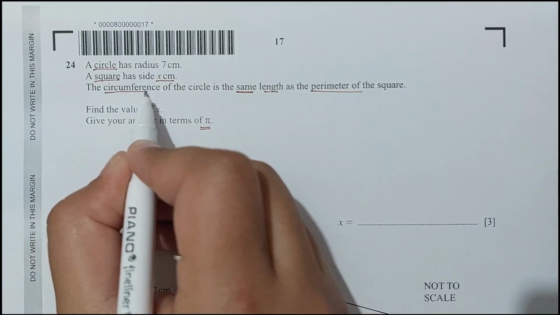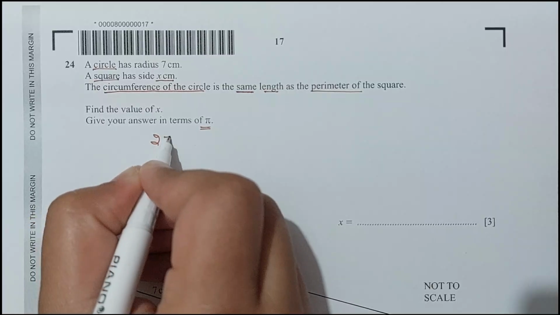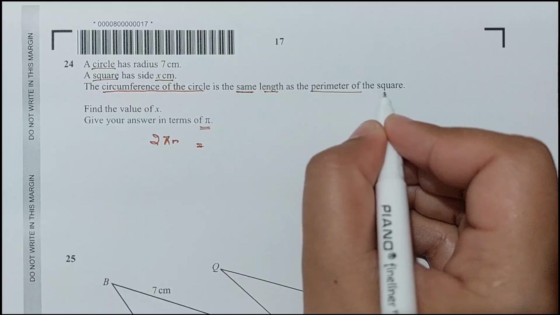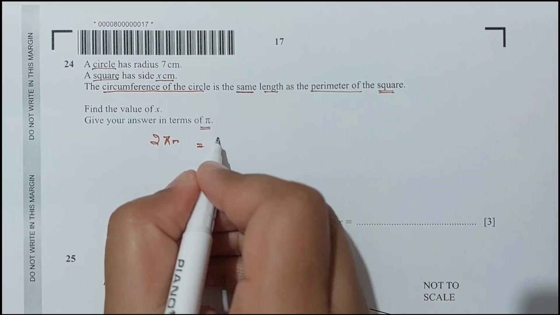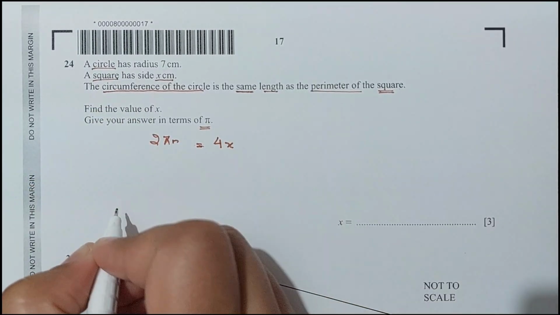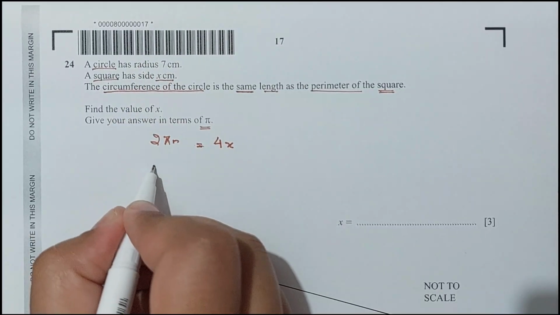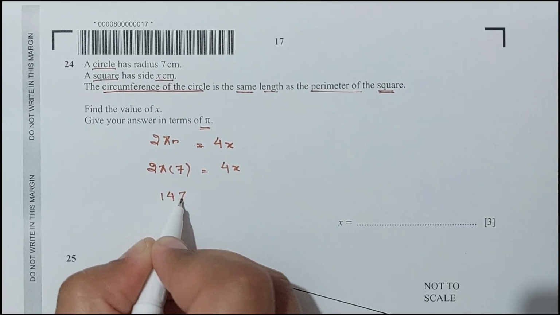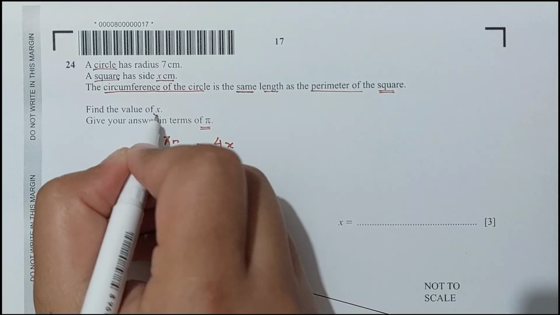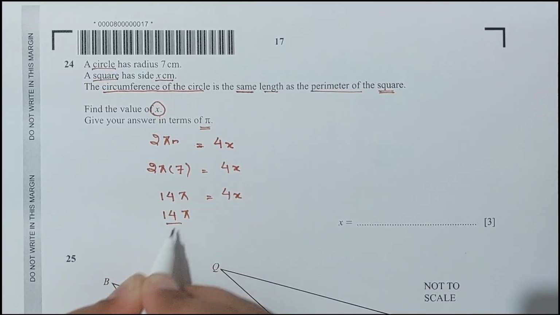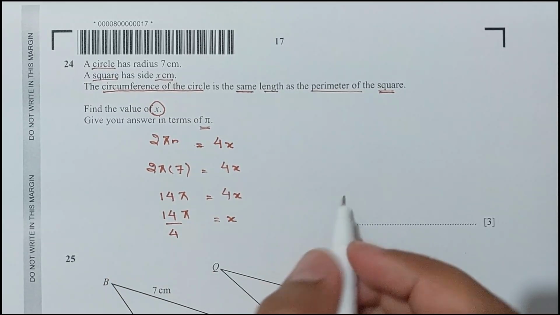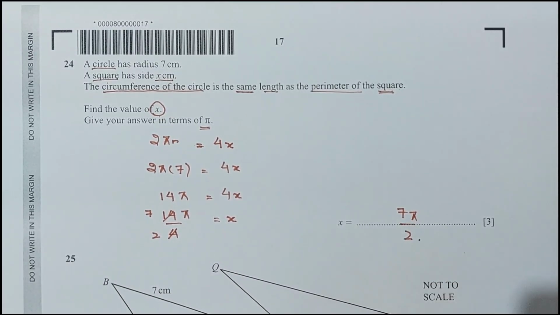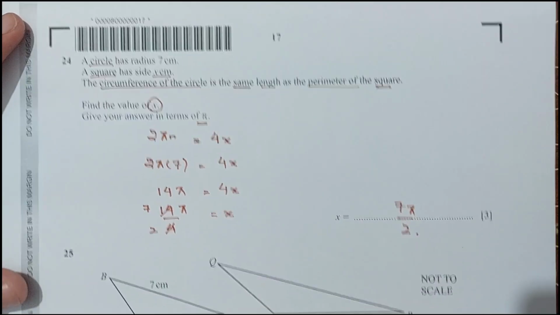Okay, the circumference of a circle, which is equal to 2 pi r, is the same length, which means it is equal to the perimeter of a square. The square perimeter is 4 times the side of the square. The side of the square is x, right? So the radius is 7. So 2 pi times 7 equals 4x. So 2 times 7 is 14 pi equals 4x. What we have to do is solve for x. So 14 pi over 4, this would be x, right? Or 2 times 2 is 4, 2 times 7 is 14, x is 7 pi by 2 in terms of pi.